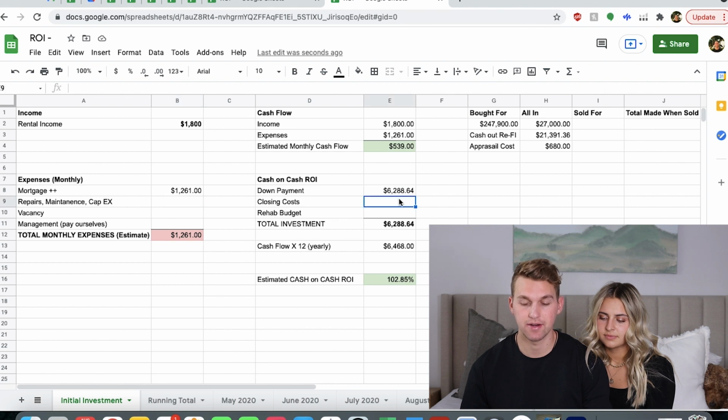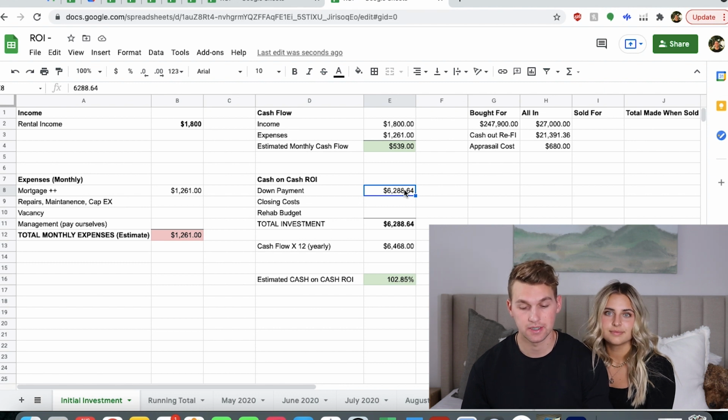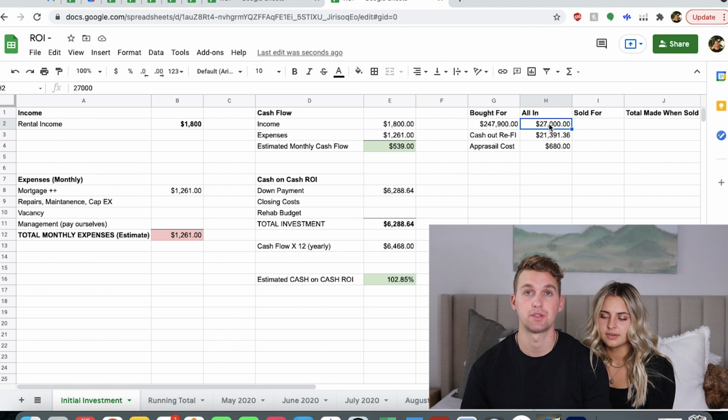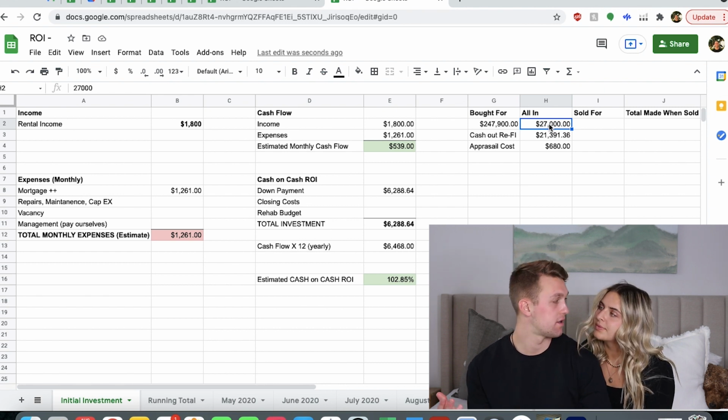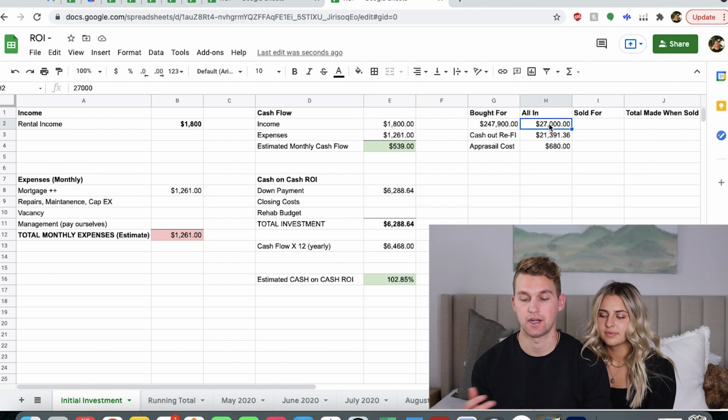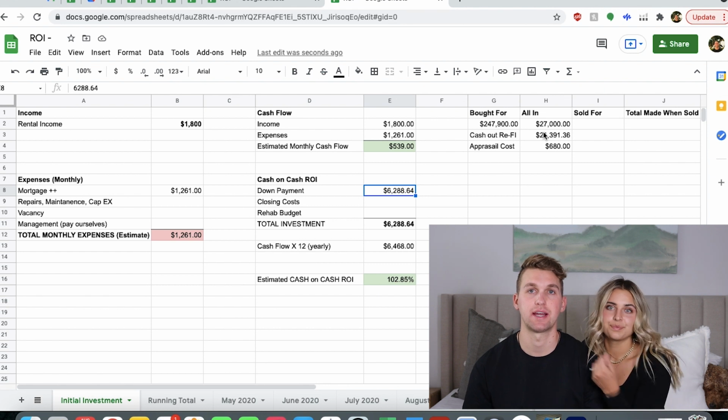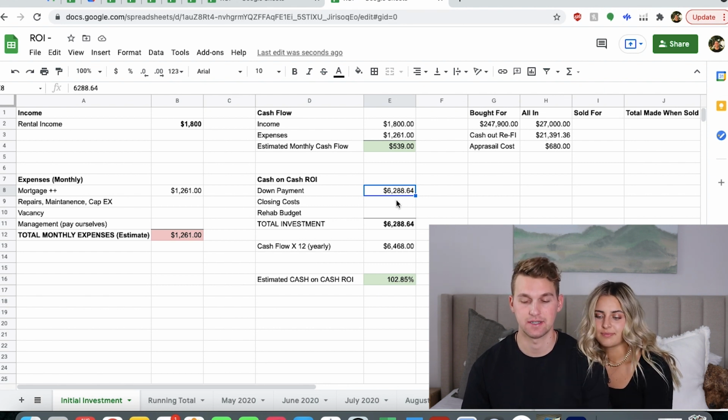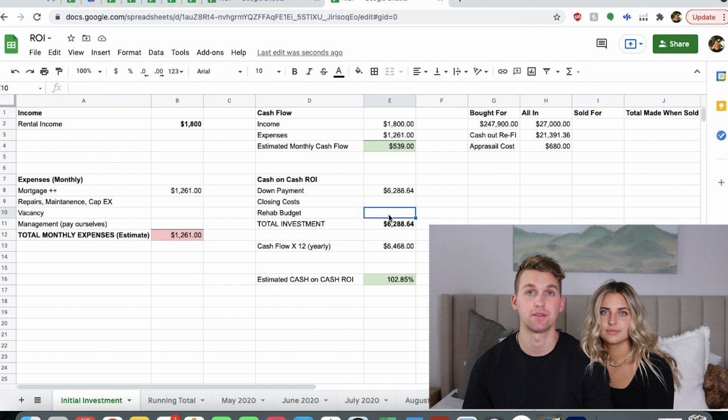So you're just going to take everything that was included with your closing of the house. So it's $6,000. We had initially, as you can see here on the right hand side, put $27,000 in. Later, we did a cash out refinance and got $21,000 back. Subtract those two numbers and that's where you get the $6,288. So initially it was more, but since we did a cash out refinance, now we only have $6,000 into the deal. But you'll just put however much your down payment was, your closing costs, and if you had any repairs done to the house initially.